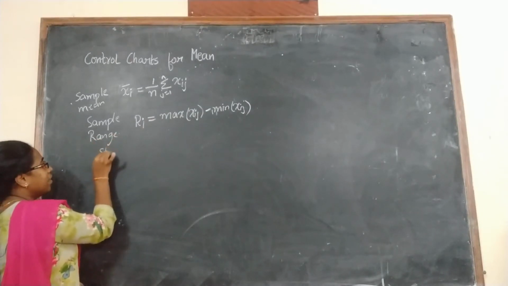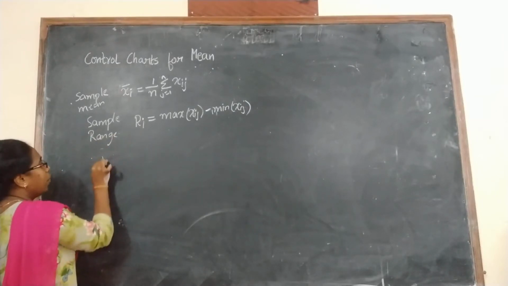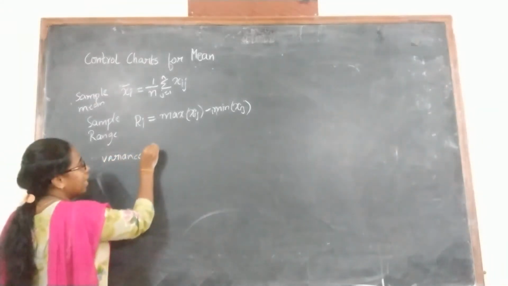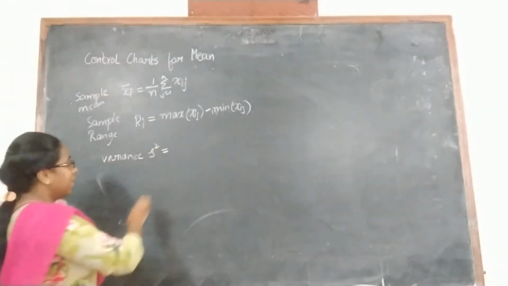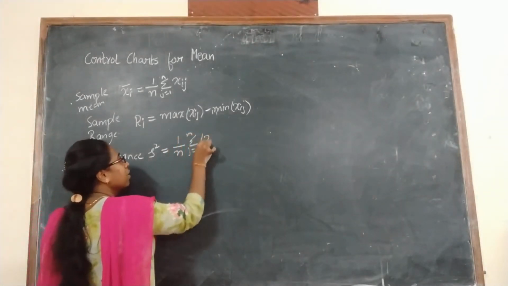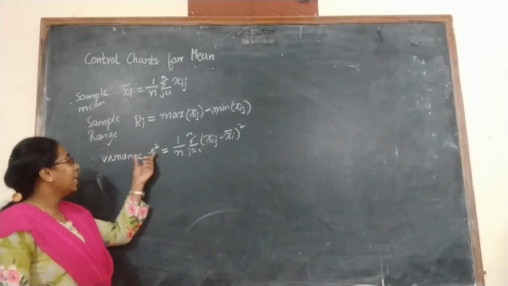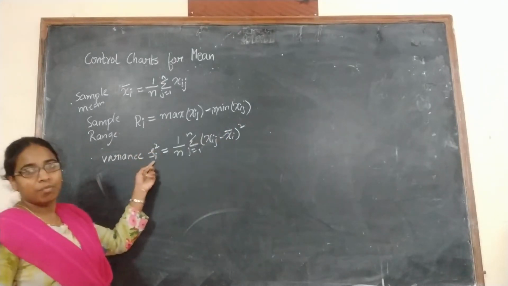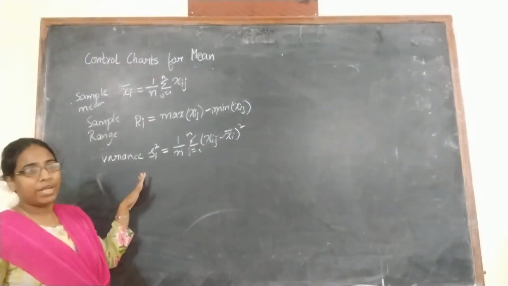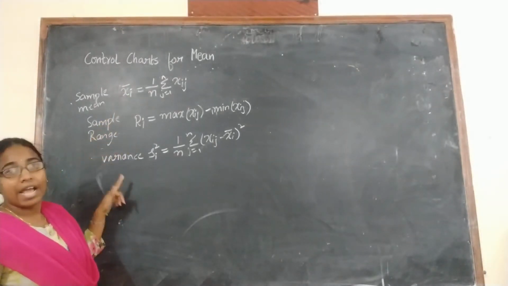Next, sample standard deviation or sample variance. Sample variance is denoted with S square. The formula for S square is 1 by n summation j equals 1 to n, xij minus xi bar, whole square. So if you are calculating the variance for the first sample, you will be considering the mean of the first sample to calculate the sample variance. So for each sample, you will be calculating the mean, range and the variance.